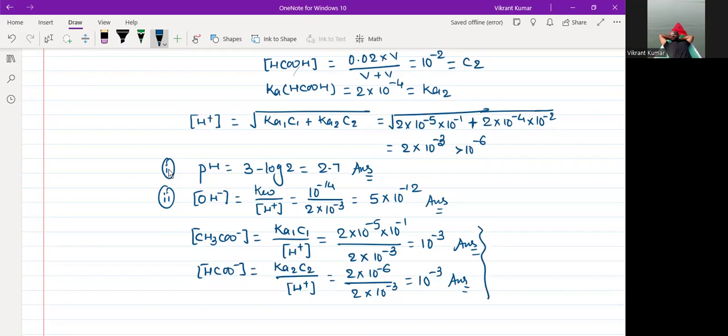Now one more thing I'll indicate. If alpha of CH3COOH is Ka1 upon H plus, now if you calculate that, we'll be getting 10 raised to minus 2, which is 0.01. And alpha of HCOOH is coming K2 upon H plus, and that will become 10 raised to minus 1 or 0.1, right. Now if you see, HCOOH का अल्फा अभी भी ज्यादा है, CH3COOH का कम है.